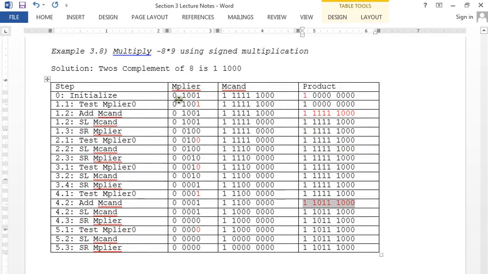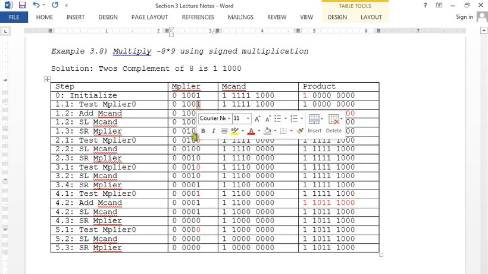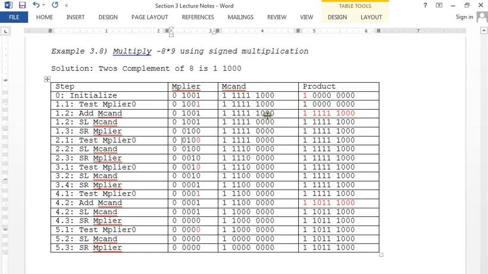So here we initialize it. We do this XORing. 0 XOR 1 is 1. Same thing, we test the multiplier. The least significant bit is 1, so we add it. Shift left the multiplicand, shift right the multiplier. So this one comes here, this one goes away.